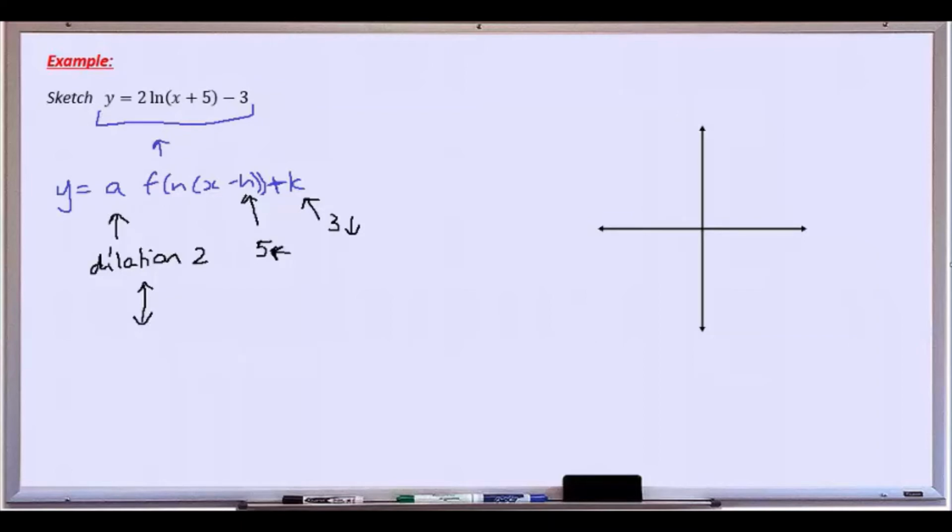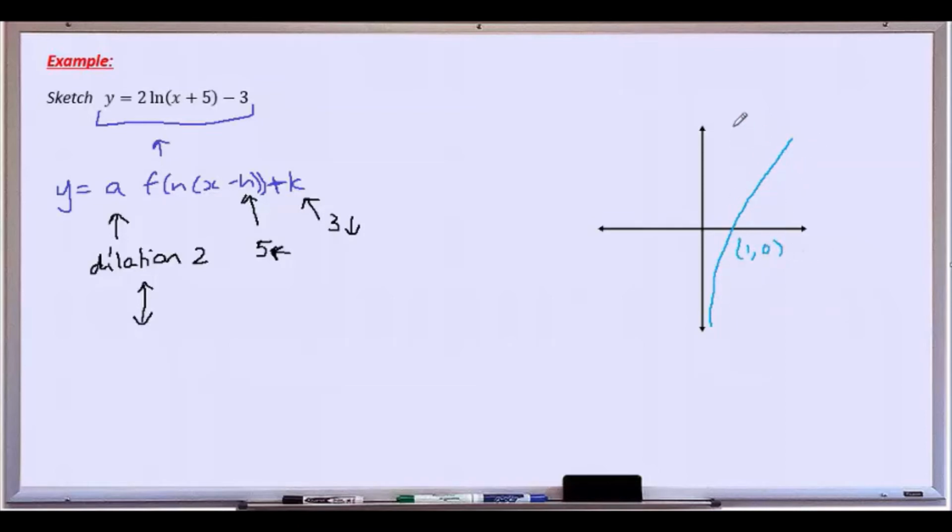So first of all, if I was to sketch a log normally, it would look something like that. I need to be careful though, because this part here you can see is further away from the y-axis than this, and an examiner would mark that wrong. So I need to be careful that I get it right. And my log's going to look something like that, passing through 1, 0.